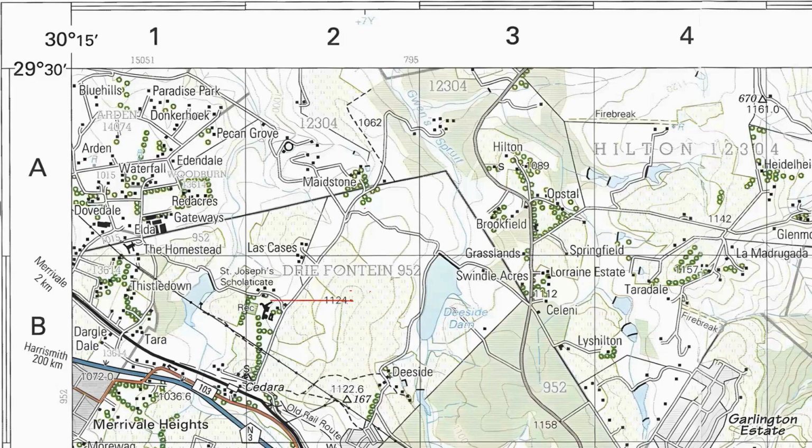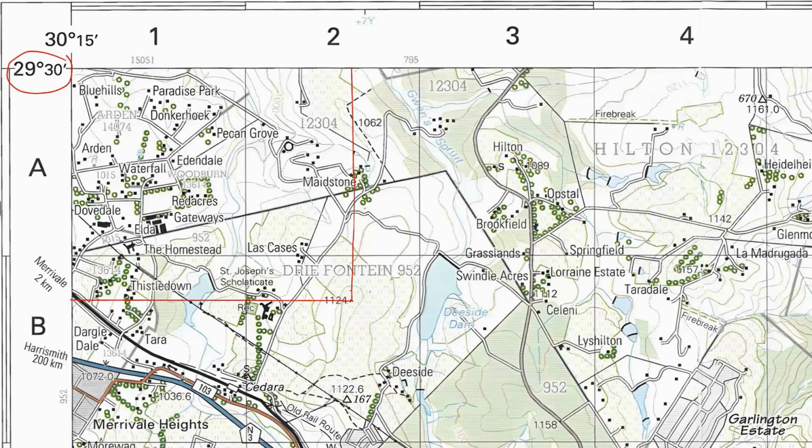Using your pencil, draw a horizontal guideline from the spot height to the latitude scale. Then draw a vertical guideline from the spot height to the longitude scale. Take your time when drawing these lines. Make sure they're straight. This is one of the areas where many learners make mistakes. A small measuring error can lead to the wrong answer.